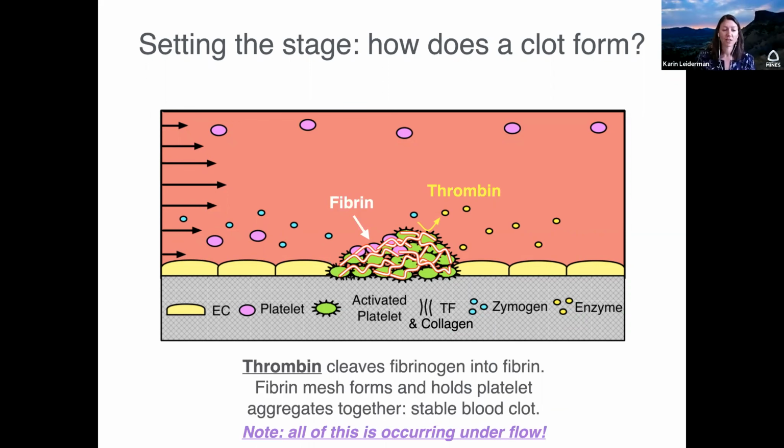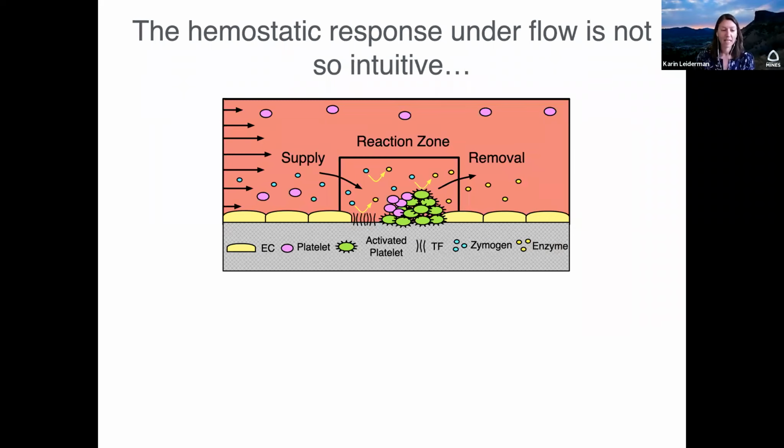So now let's just imagine a small injury that's occurring under flow. Let's consider that platelet aggregation and blood coagulation are occurring in a very small reaction zone here, as I've drawn in this black box, above some injury, and that the proteins in the platelets are being supplied to and removed from this reaction zone by flow.